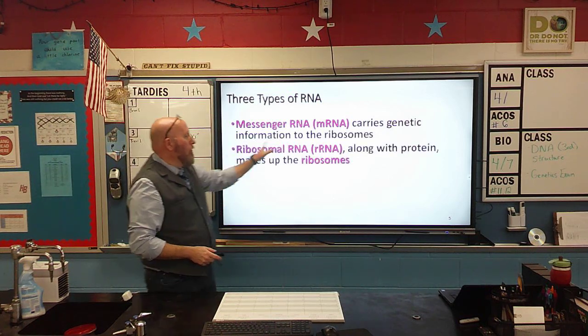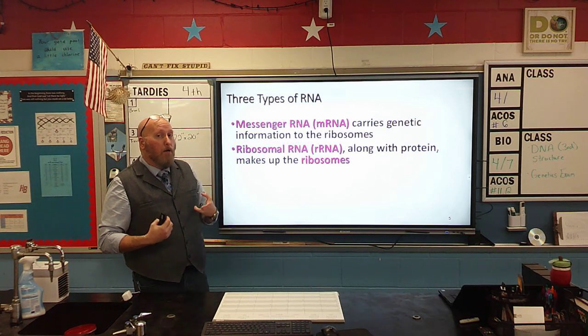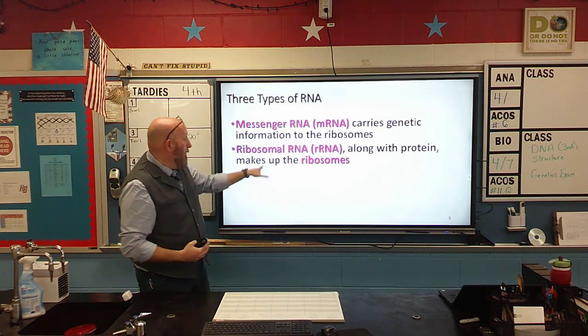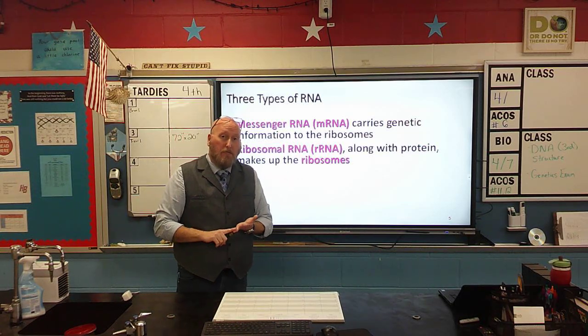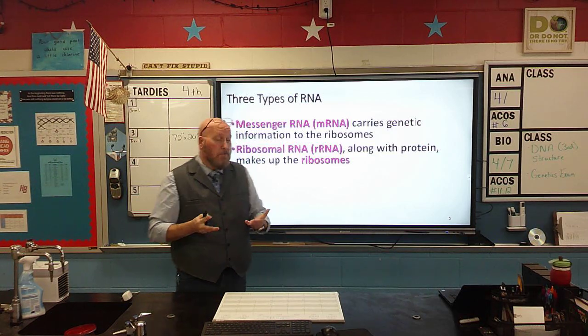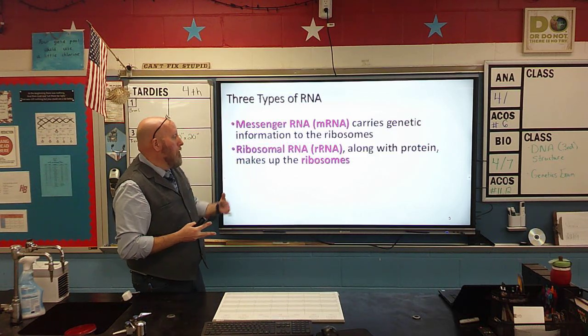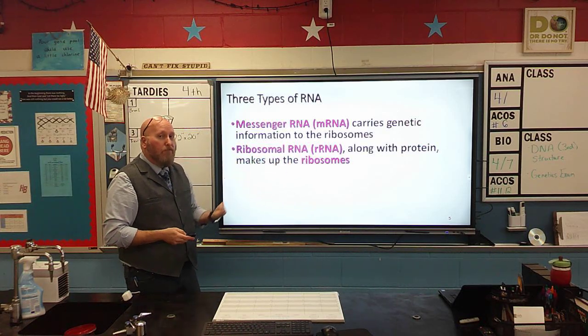Then you have ribosomal RNA, or rRNA. Now, rRNA is a part of the ribosome with protein. And it's kind of weird that ribosomes that make proteins are made of proteins and they have rRNA in them. So it's kind of making themselves, which is kind of what we're doing anyway, right? But our ribosomal RNA is what makes up the ribosomes, and that's where you'll find it.